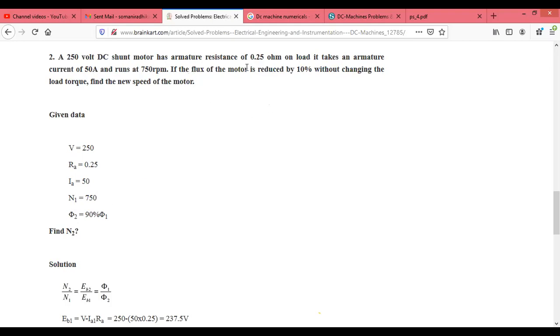Now what they have given: if the flux is reduced, again you will get phi 2. How will it reduce? By 10%. 10% means 10 out of 100 is reduced, so it will be 90% of the value of phi 1. You can take phi 2 equal to 0.9 phi 1, or 90 upon 100, or 90% of phi 1. Without changing the load torque, means TL will not change, find the new speed. You are supposed to find the value of N2. They have given N1.